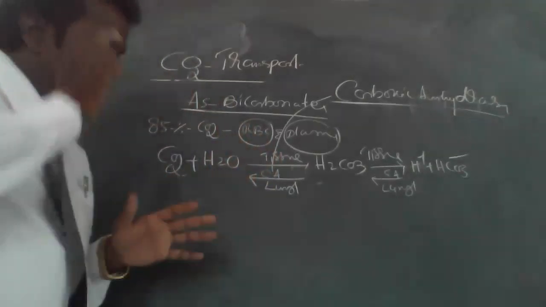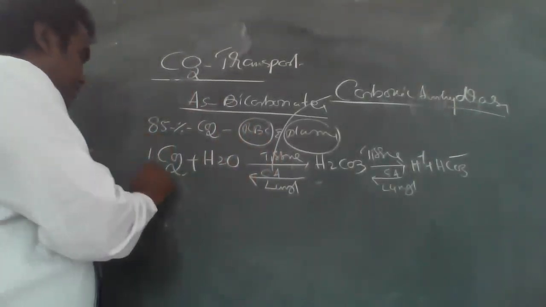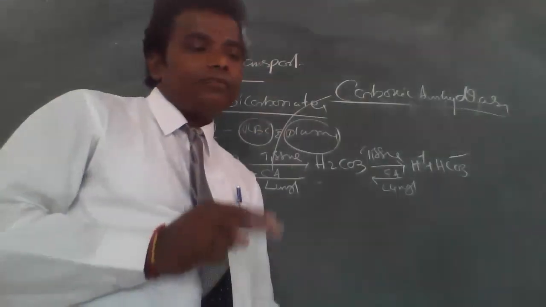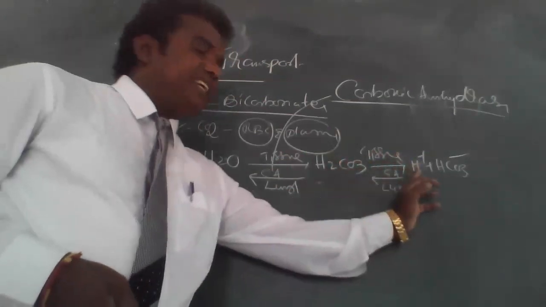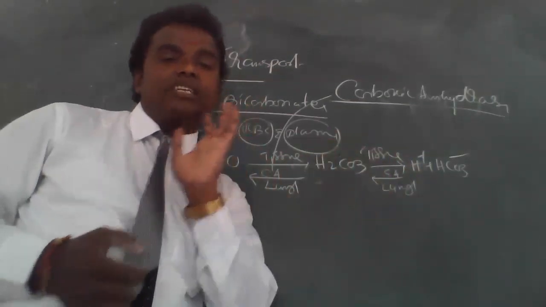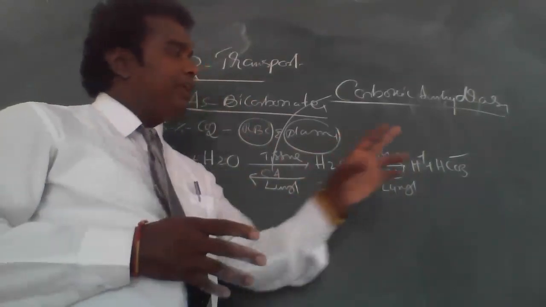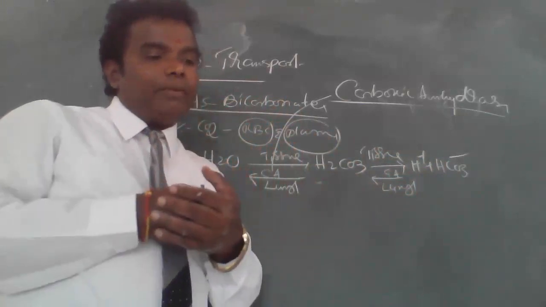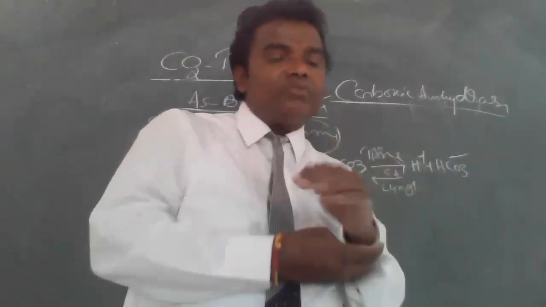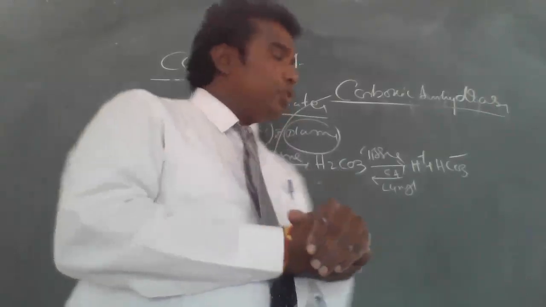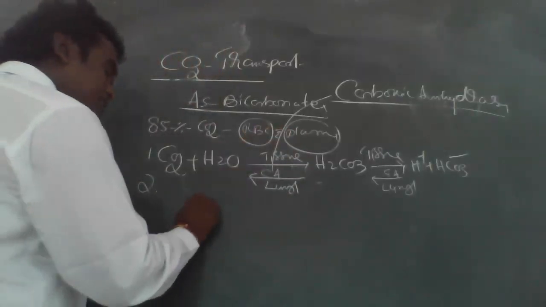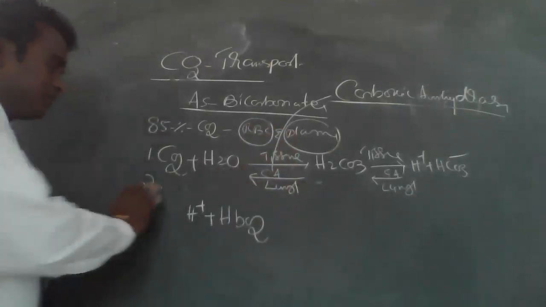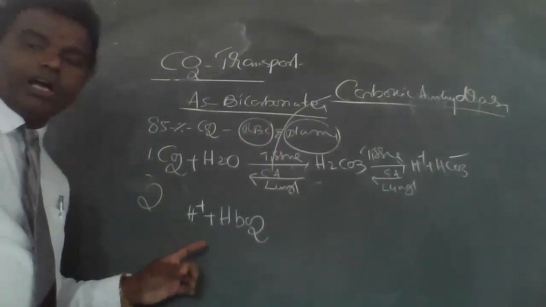Once I repeat, this is the number one step. Number two step: in the tissue, these hydrogen ions, which we already discussed in oxygen transport. Come on, tell me, in the tissue, what do these hydrogen ions combine with? They combine with HbO2, the oxyhemoglobin.